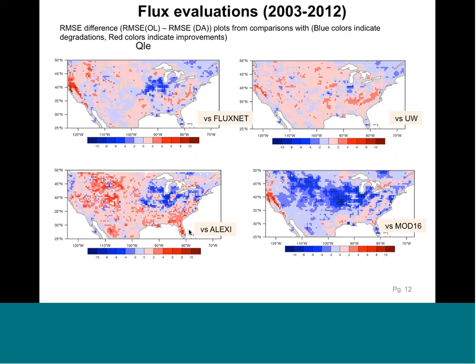This one's a little tricky. This is fluxes. So there's 4 different flux products that cover CONUS, and there's questions about which is the most accurate. But in general, here again, red is good. So you can see against ALEXI, which is one of the products that's been also funded by the science team in the Drought Task Force, we do show mostly improvements except around the Great Lakes and upper Midwest region.